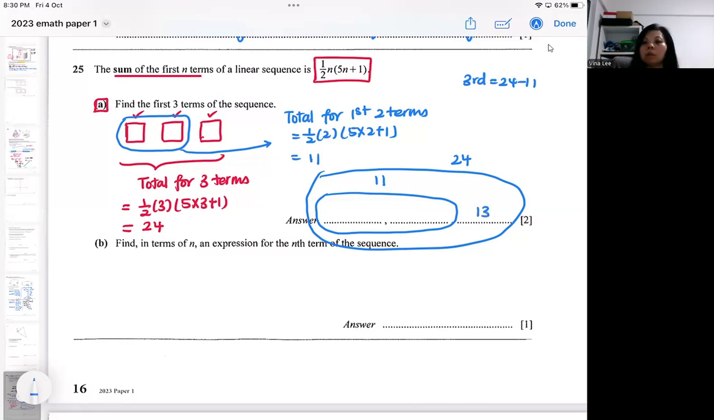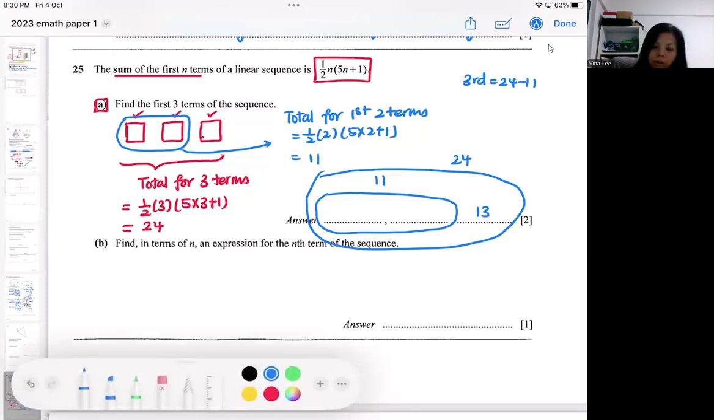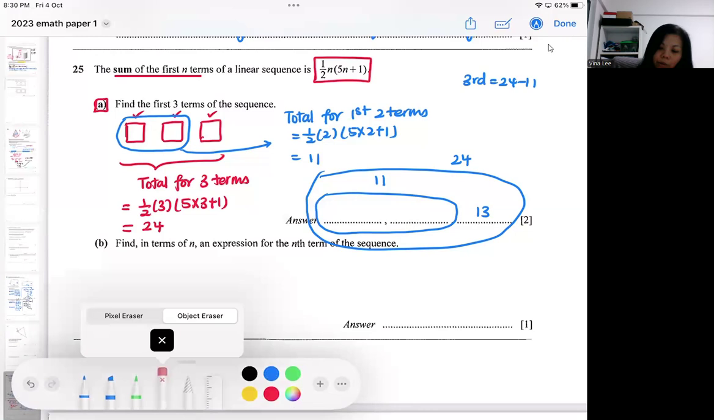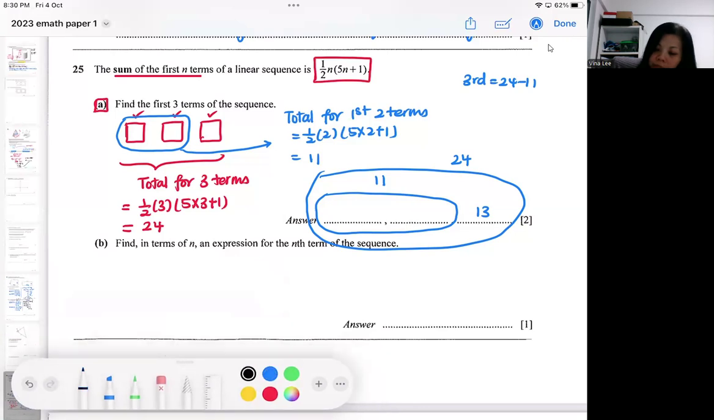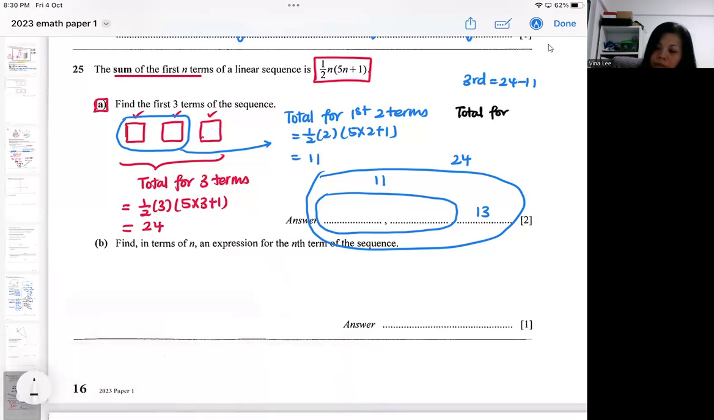Once you've got this, you can just find the sum of the first term. The total for the first term is just the first term itself. Then it's just half of 5 plus 1, so you get a 3. So this is a 3. And if you know the first term is 3, and the total for the 2 terms is 11, then this one has to be an 8. So the formula doesn't give you the nth term, it gives you the sum.